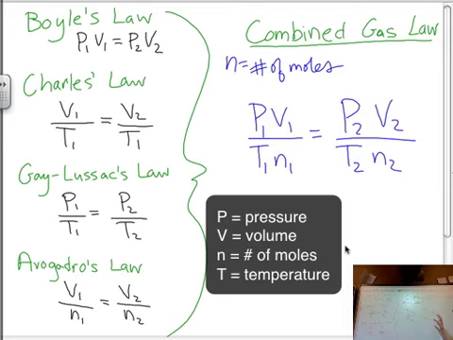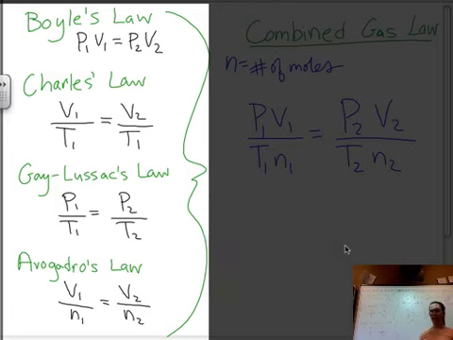Looking at the combined gas law, we're taking these four laws and combining them. P is on top for both Boyle's and Gay-Lussac's. V is on top as well in all of the equations. Temperature is always on the bottom, so it goes here. Same with N. So that's why we put it together like this.